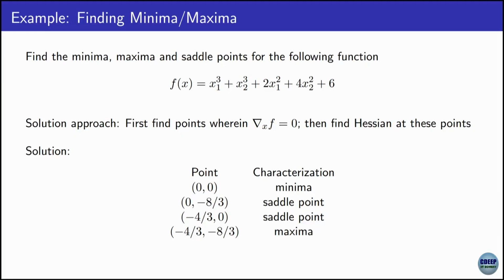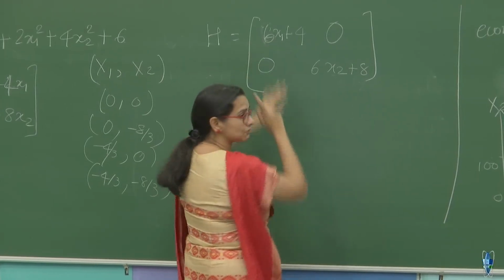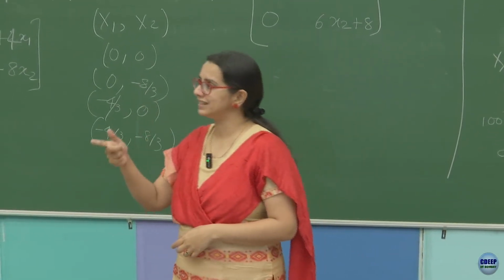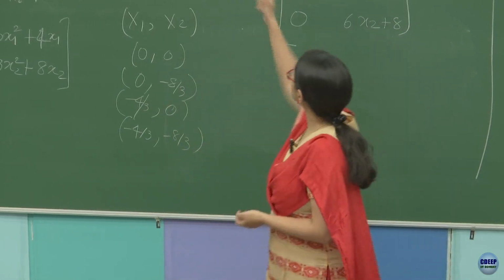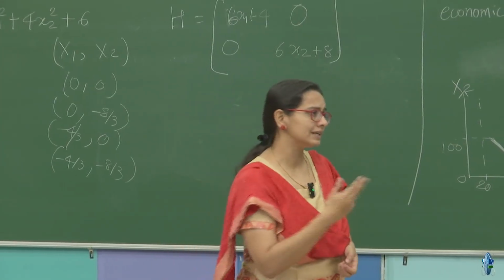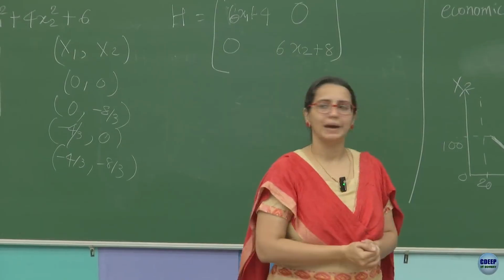The next one, minus 4 by 3 and 0. So this is 0 and this would end up being a minus 4 by 3. So minus 4. Again, you have one positive eigenvalue, one negative eigenvalue, making that also a saddle point. And when you plug in minus 4 by 3 and minus 8 by 3, you will have two negative values here. So negative definite matrix, negative eigenvalues, and that makes that particular point a maxima.